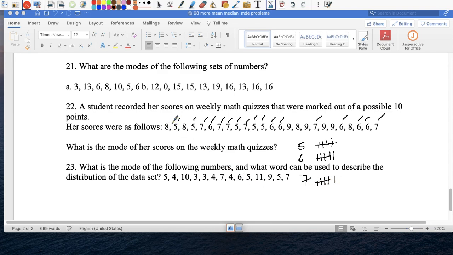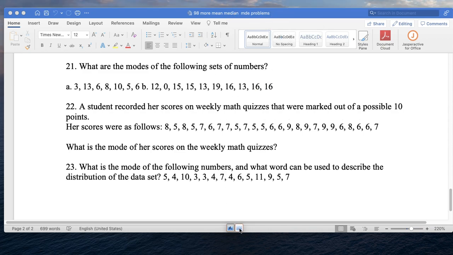The 8 showed up 1, 2, 3, 4. So the 8 showed up 4 times. And the 9 showed up once, twice, 3, 4. The 9 showed up 4 times as well. So the modes in this particular data set are 5, 6, and 7.